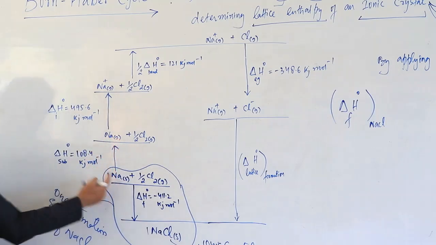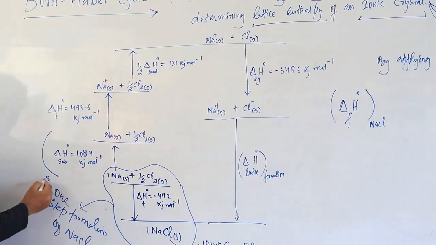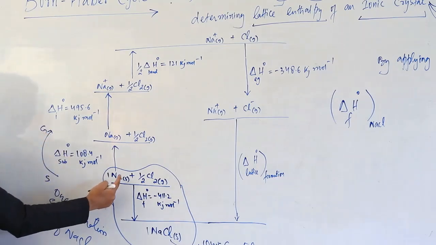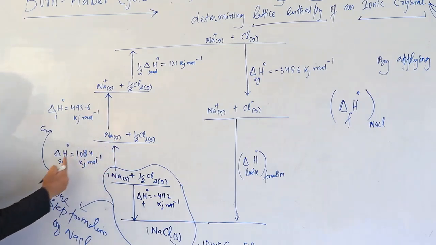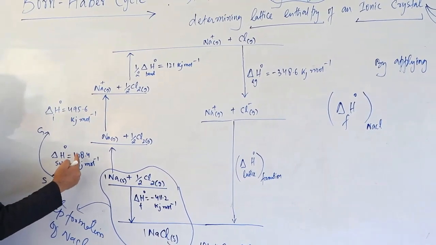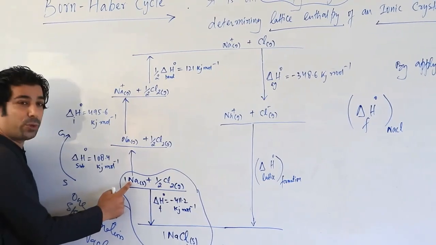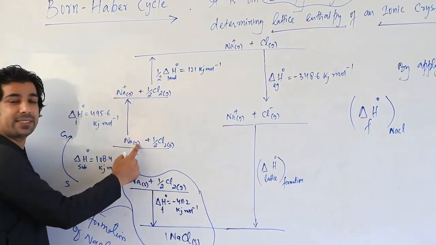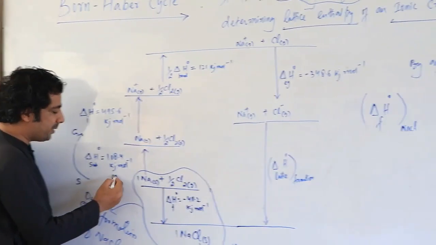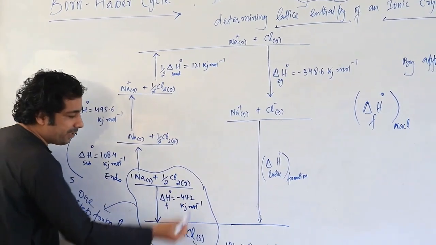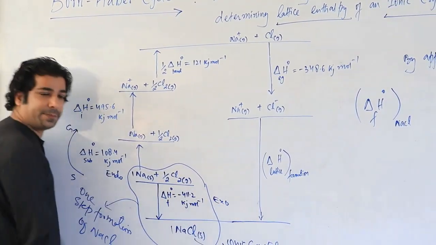So here, my dear friends, I am doing conversion of solid to gas. And solid to gas conversion, look here, is known as standard enthalpy of sublimation. So you are doing here sublimation. And this sublimation process is basically 108.4. That means you require this much of energy to convert sodium solid into sodium gas. So obviously it's an endo process. This 1-step formation was exo, correct?